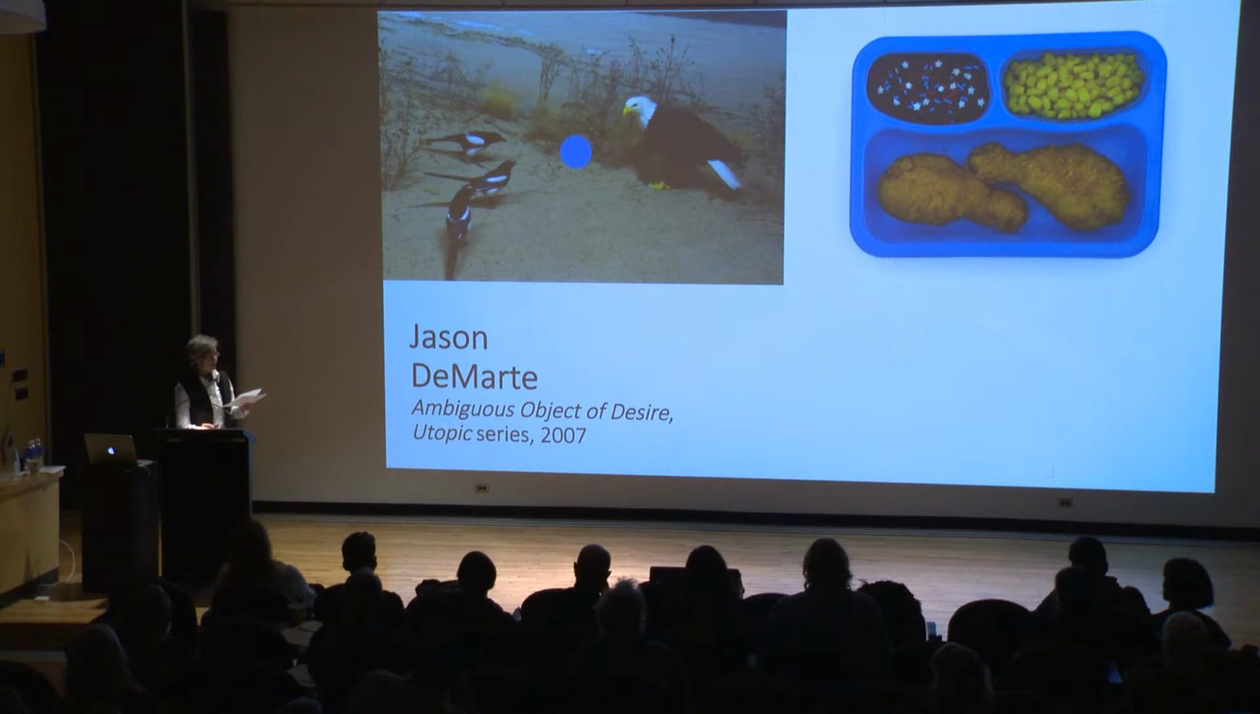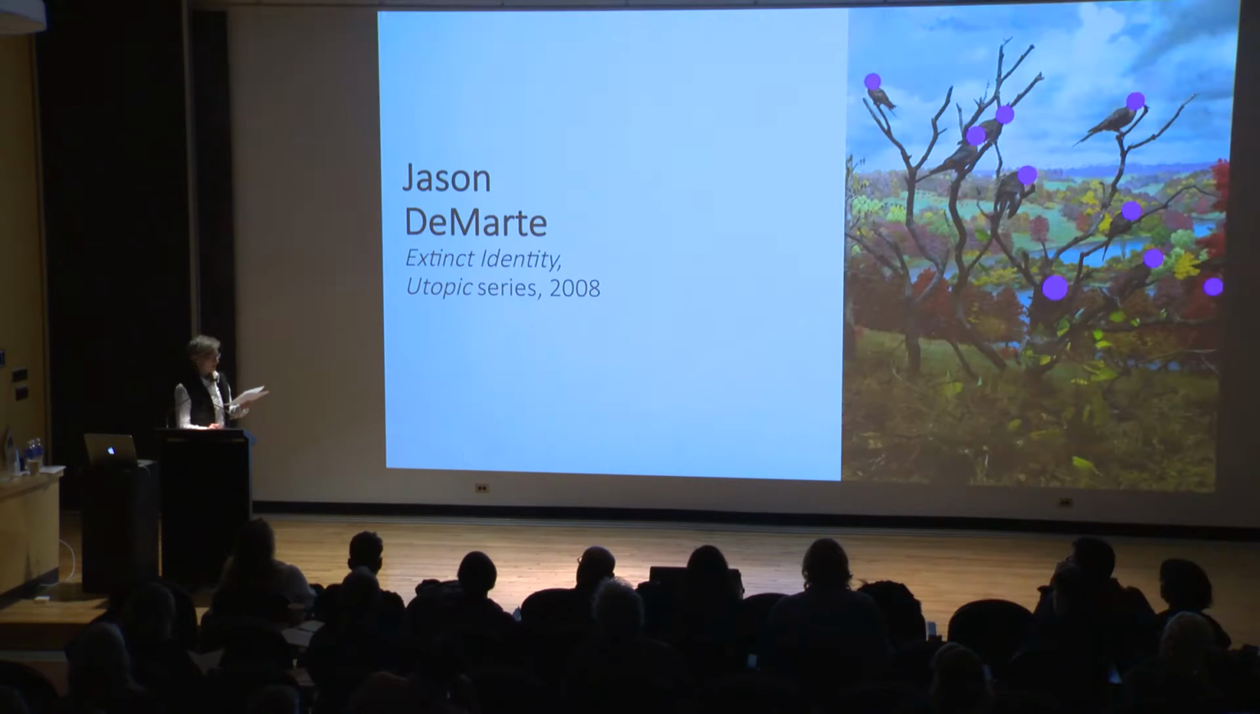Many of the images in the Utopic series further emphasize this separation by referencing the surplus value of consumable objects, calling into question the unnaturalness of the use, toss, repeat pattern of the American consumer culture. Another image from this series, Extinct Identity, delivers a darker commentary on the consuming gaze.